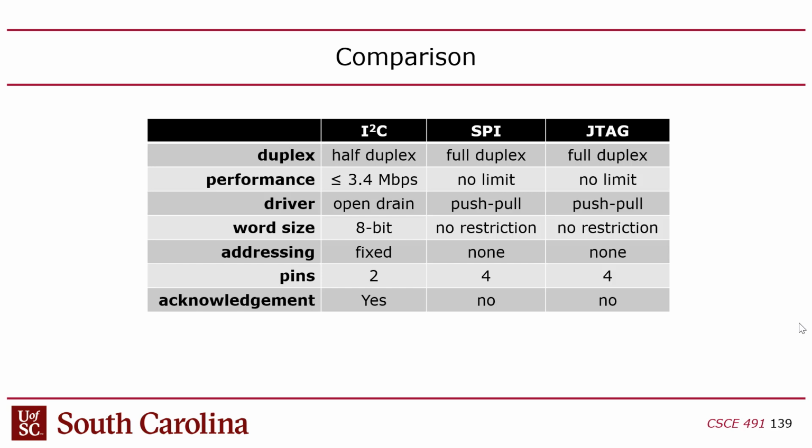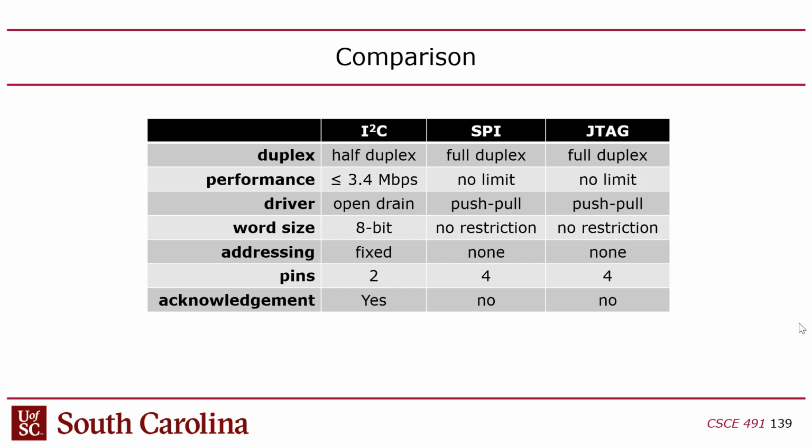Okay, and then I have a comparison here. I2C is half duplex, SPI is full duplex, but no one uses it in full duplex. I guess you could call JTAG full duplex because it has in and out, right? For performance, I2C actually has standard speed modes. We're going to ignore that in this class, but there are specific speeds you're supposed to use for I2C to be compliant, whereas for SPI and JTAG there are no published speeds. You can run them as fast as the technology will allow.